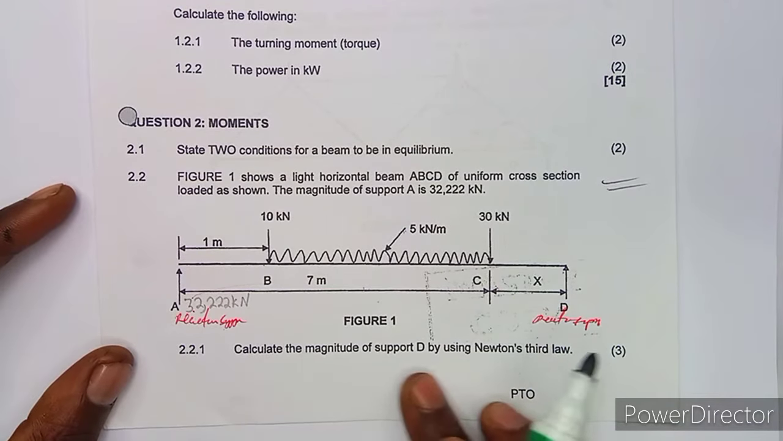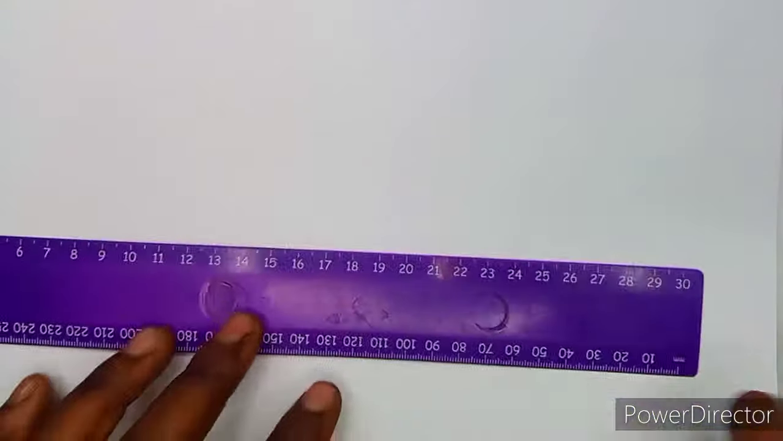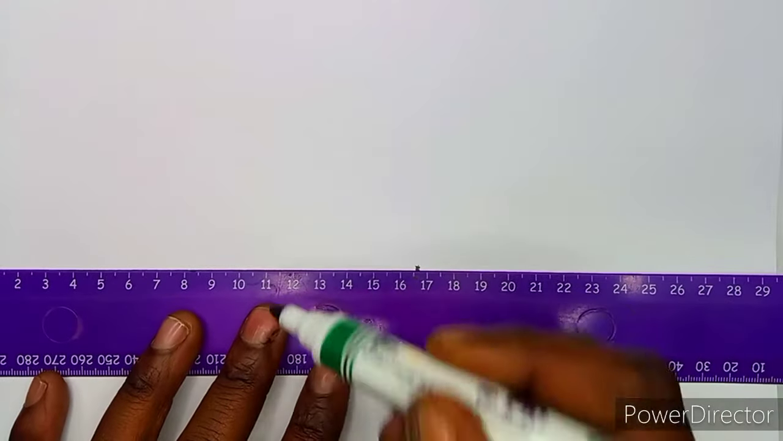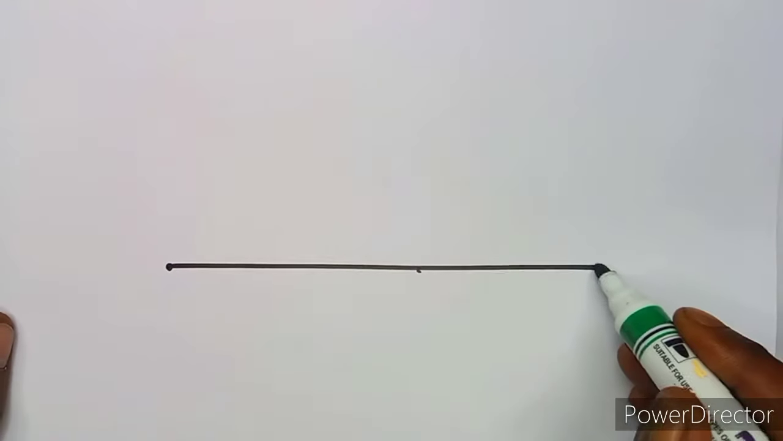And calculate the magnitude of support D by using Newton's third law. I talked about this previous law. Not to mistakenly do this question, just redraw. It doesn't take you much time to do this next time, so that you know what you are working with. You don't make any mistake if you have a diagram in a simplified manner.